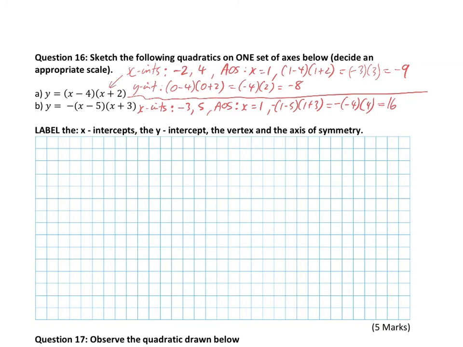What else do we have? So we did the vertex. Axis, we did the axis of symmetry. The y-intercept is going to be when x is equal to 0, so it's going to be negative 0 take 5, 0 plus 3 equals negative 5, 3. It's going to be at 15. So now we can decide the scale that we need. We need it to go up to at least 16, down to negative 8.